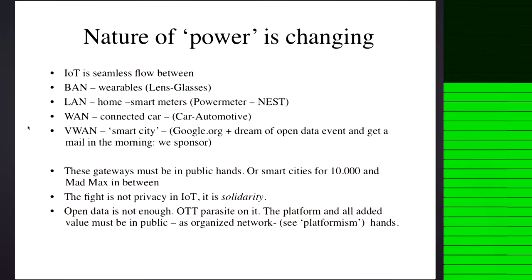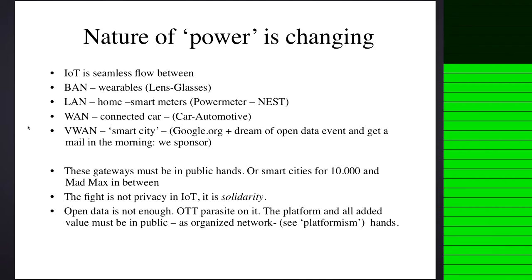Now, the nature of power itself is changing. So what is the Internet of Things? It's basically lining up the networks: body area network, wearables; local area network, smart meters; wide area network, connected cars; very wide area network, smart city. That's the line. You want to occupy the gateways between that line.